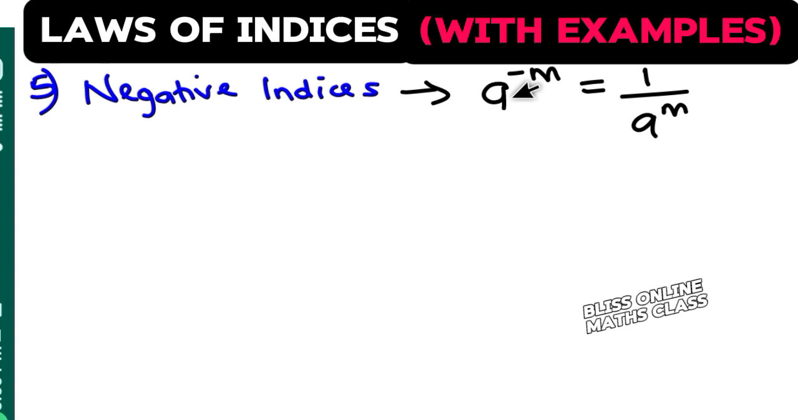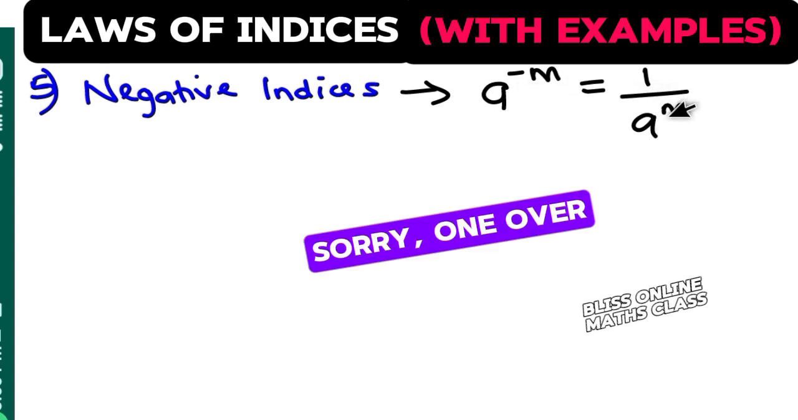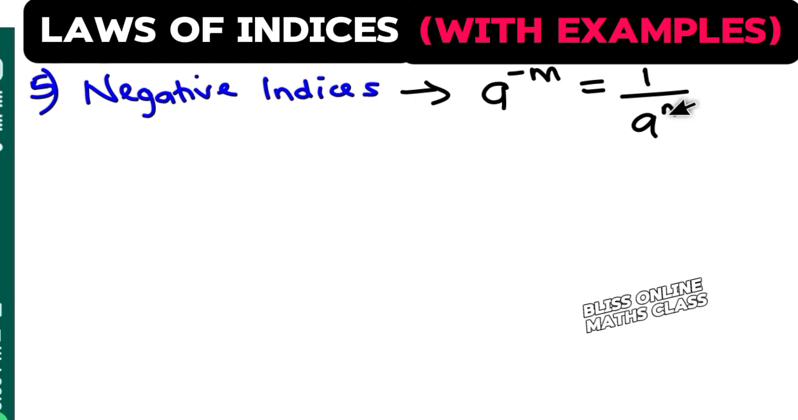So a raised to power minus n is equal to 1 over a raised to power n. You can see there is no longer a minus because of the 1 over we introduced. That means we have changed this minus sign to a positive sign. So this is the law. So we have some examples here.